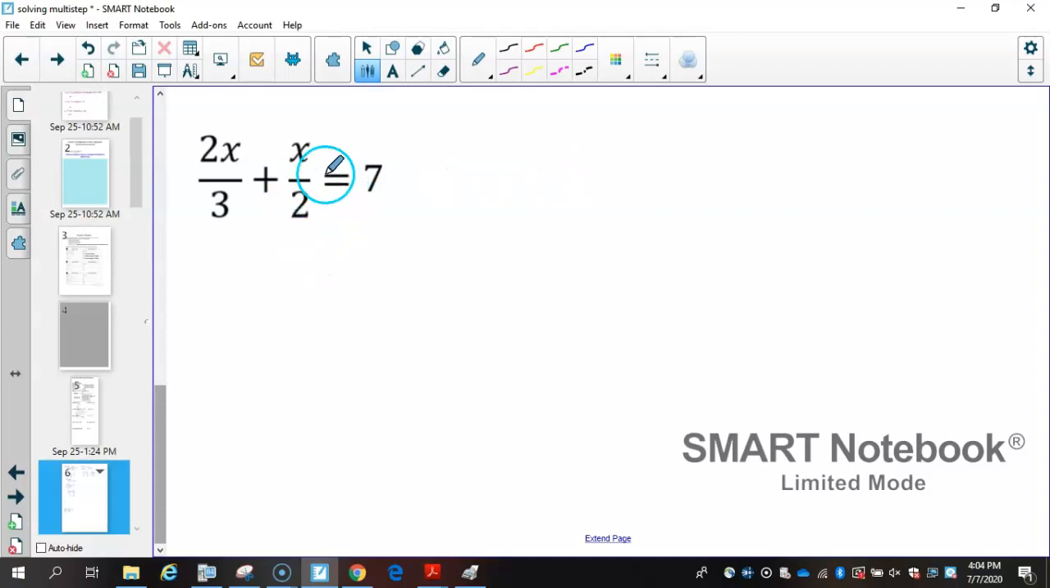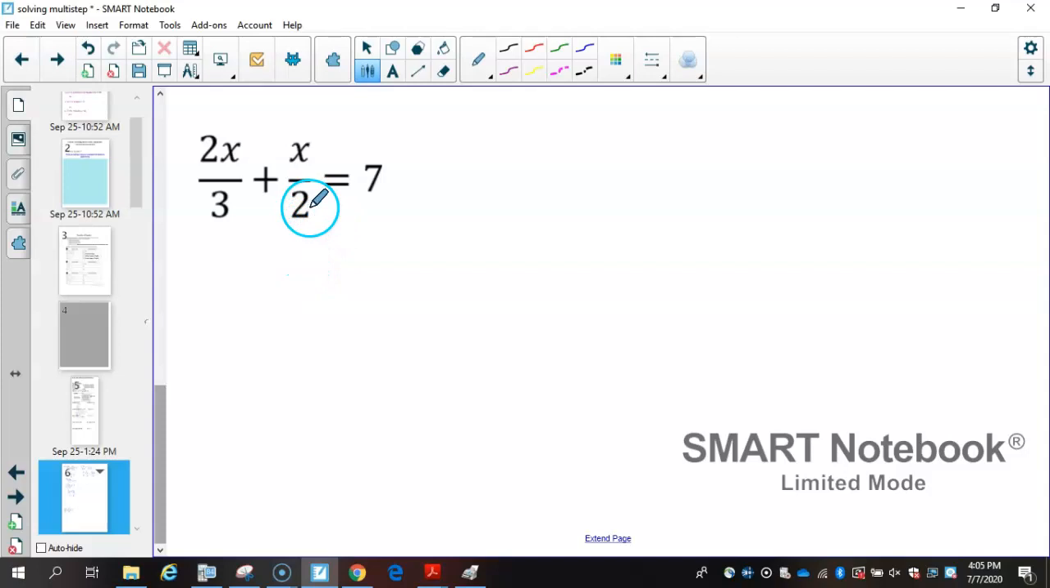So here, let's say fractions is not your forte, for lack of a better word. And you want to completely get rid of the fractions altogether, which you can do. There's no law saying that you can't, as long as you do keep your properties of equality rules intact and things like that. So I know that the common denominator for this is 6 from the example we just did.